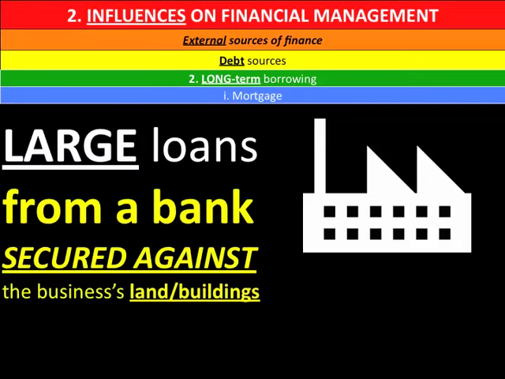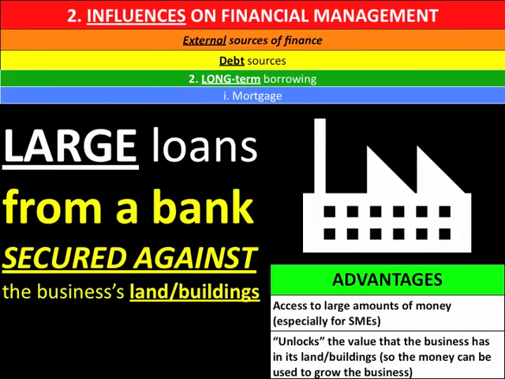A mortgage is a large loan from a bank that's secured against the business's land or buildings. So that's supposed to be a factory there. Say that's a factory and you need a large amount of money, whether it's for the factory itself or to buy equipment for the factory. A mortgage can get you that money as long as you're willing to say, right, we bet you that we're going to pay it back. If we don't pay it back, you can take our building, you can take our business.